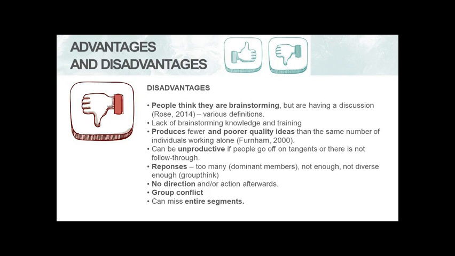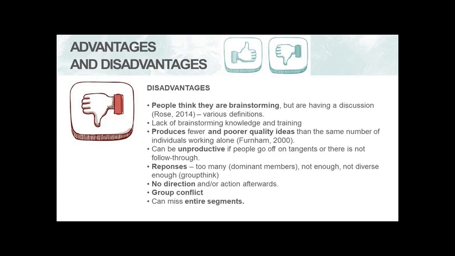People think they're brainstorming, but they're actually having a discussion. And that's because there are so many different definitions of brainstorming, and that causes a lot of confusion. There's a lack of brainstorming knowledge and training, so people don't know how to facilitate a brainstorming session. Some research says it produces fewer and poorer quality ideas compared to the same number of individuals working alone. It can be unproductive if people go off on tangents and there's not enough follow-through. So maybe there's really no real action plan to actually implement what was discussed in the sessions.